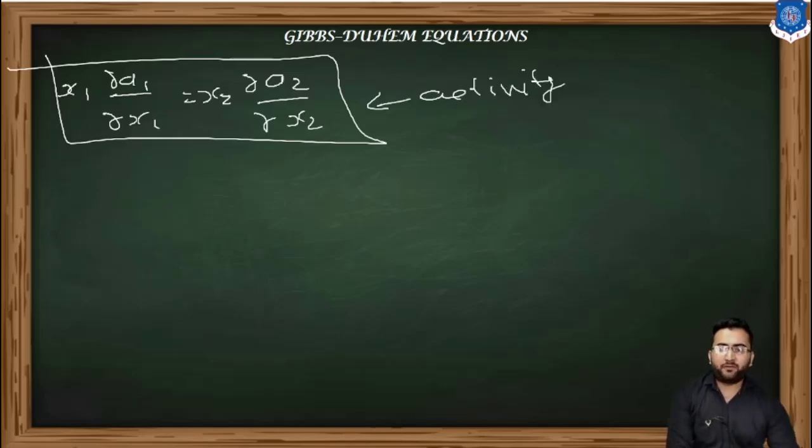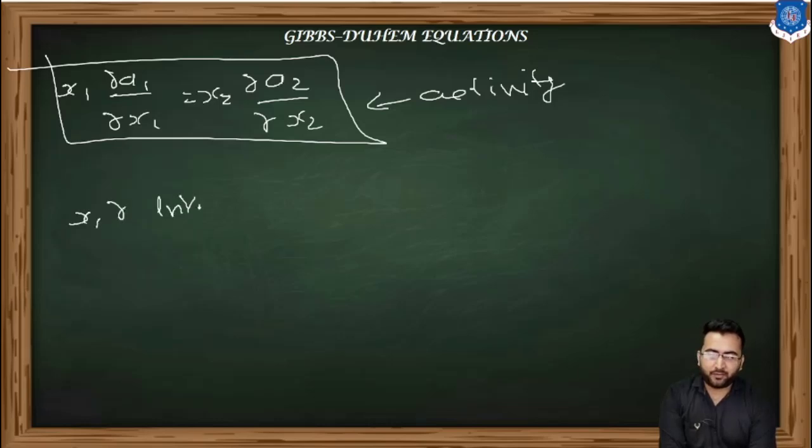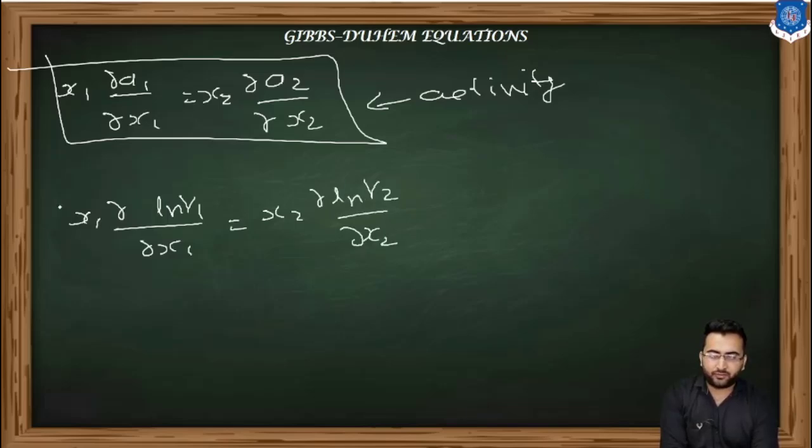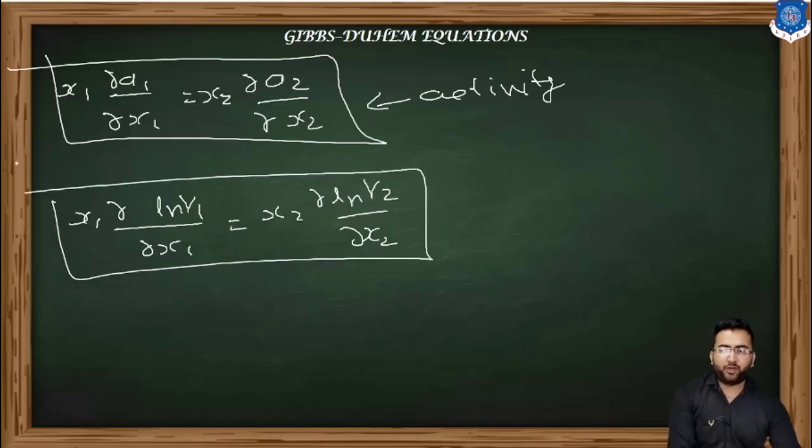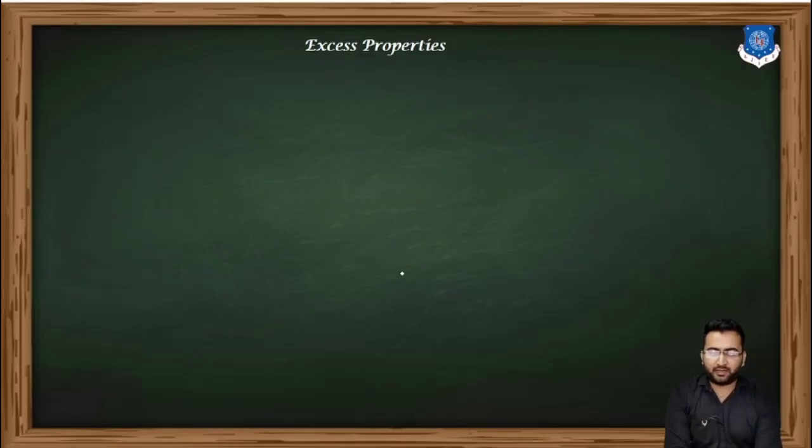Now if I want to write it in terms of the activity coefficient, then it becomes x1 del ln gamma 1 upon del x1 is equal to x2 into del ln gamma 2 upon del x2. So this is the Gibbs-Duhem equation in terms of the activity coefficient. So we understood the various forms of the Gibbs-Duhem equation in this lecture.